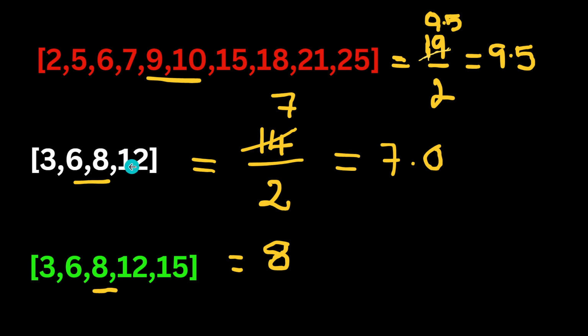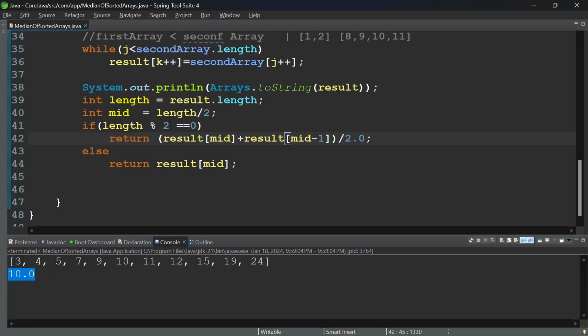If we observe the second scenario, the array length is an even number, that is 4 elements. So 4 by 2 we will get the result 2, right? Quotient we will get 2. The array index starts from 0. So 2 means element 8. If I consider mid plus 1, it goes to 12. So 8 and 12 are not the middle two elements, right? That's why I consider mid minus 1, then 6 plus 8. These two are the middle elements to find the median. So that's why I am considering mid minus 1.